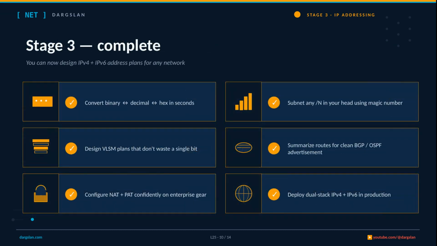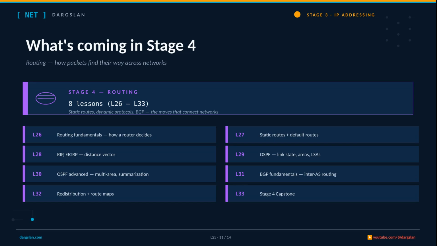And once those reflexes are in place, this is what you've actually earned. You can move between binary, decimal, and hex without breaking stride. Subnet any prefix in your head with the magic number. Carve out VLSM plans that waste nothing, and configure NAT and PAT on real enterprise gear with confidence. On the IPv6 side, you can summarize cleanly for BGP and OSPF and deploy dual stack in production. That's not study-level knowledge anymore. That's a senior's toolkit.